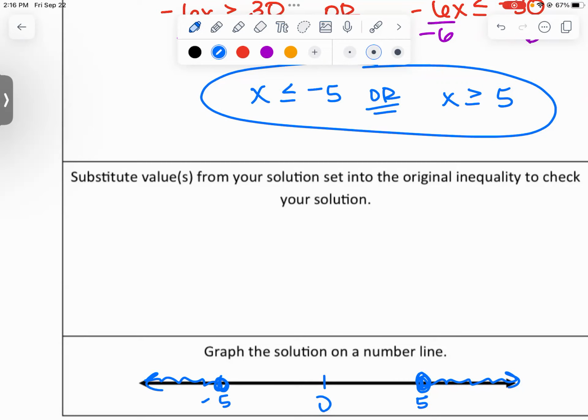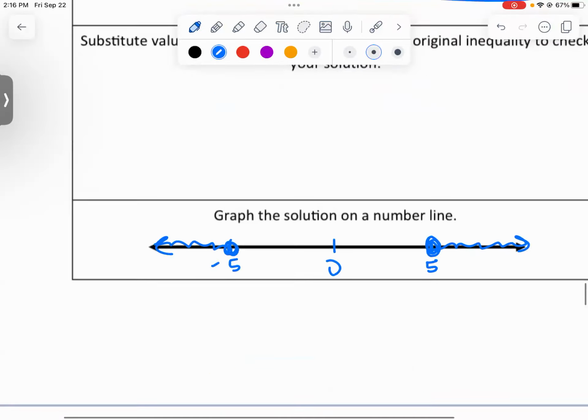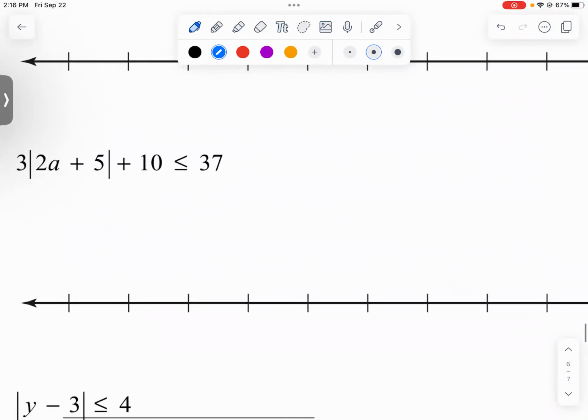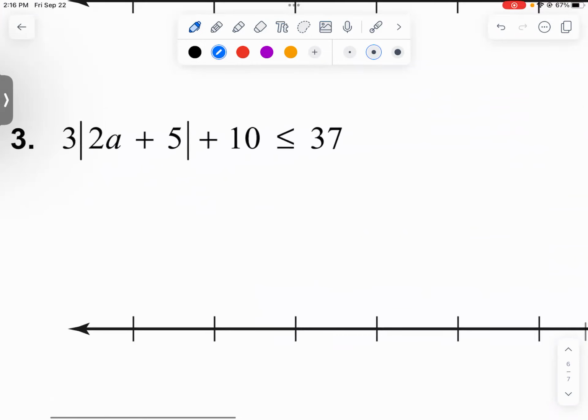I would like you to turn to page 56, and you and your elbow partner are going to do number 3. Number 3, lock it in. Just number 3.